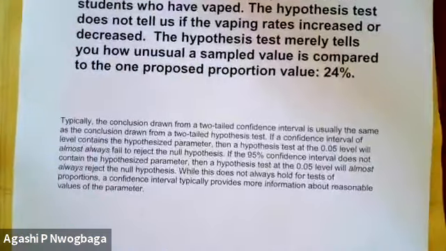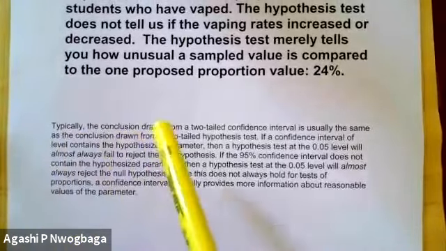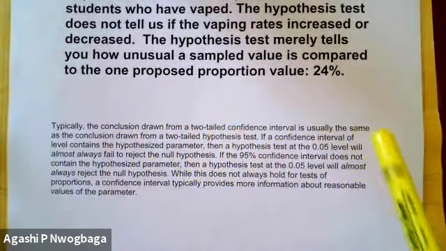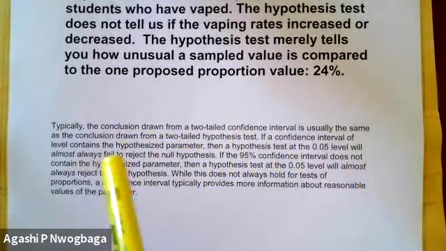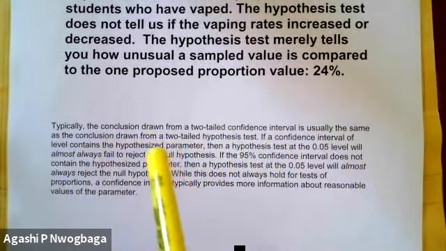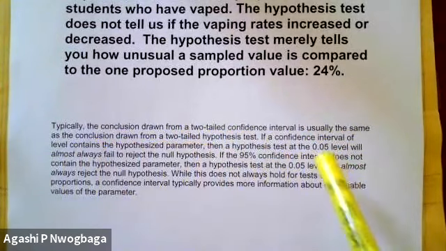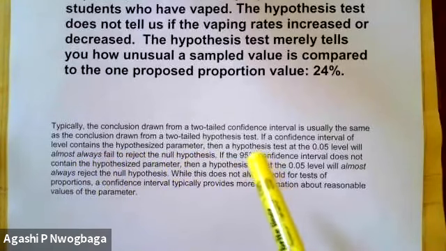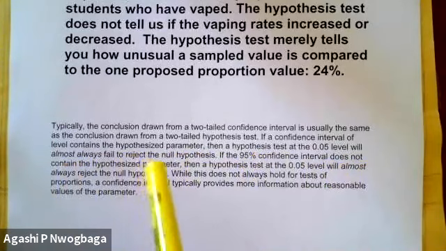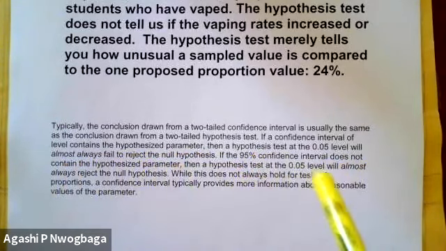In conclusion, know that typically the conclusion drawn from a two-sided confidence interval is usually the same as the conclusion drawn from a two-sided hypothesis test. If a 95% confidence interval contains the hypothesized parameter, then a hypothesis test at the 0.05 level of significance will almost always fail to reject the null hypothesis. If the 95% confidence interval does not contain the hypothesized parameter, then a hypothesis test at the 0.05 level will almost always reject the null hypothesis. While this does not always hold for tests of proportions, a confidence interval typically provides more information about reasonable values of the parameter.